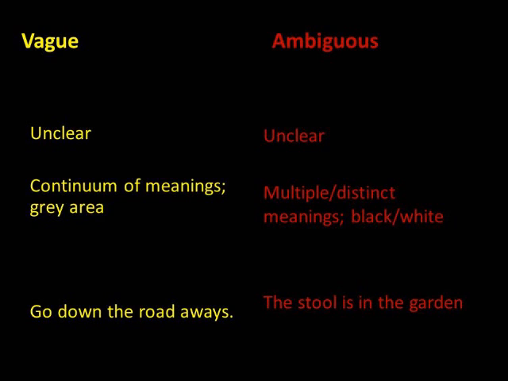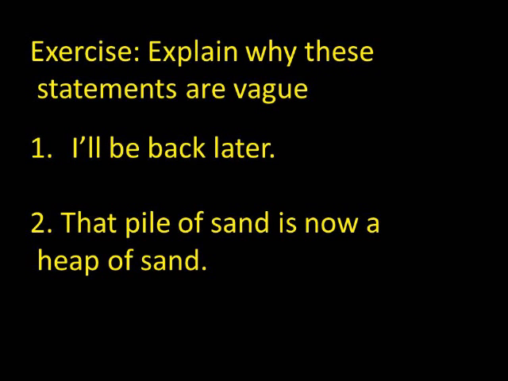So notice the difference between vague and ambiguous. They both lack clarity, but vagueness lacks clarity because there's a continuum of meanings, whereas ambiguity lacks clarity because there are multiple and distinct meanings. Vagueness is like a gray area, ambiguity is like black and white.